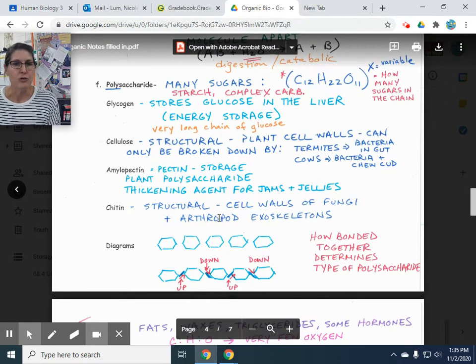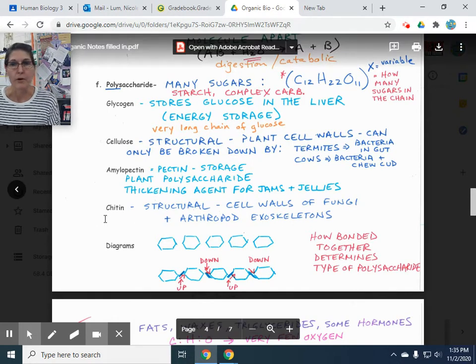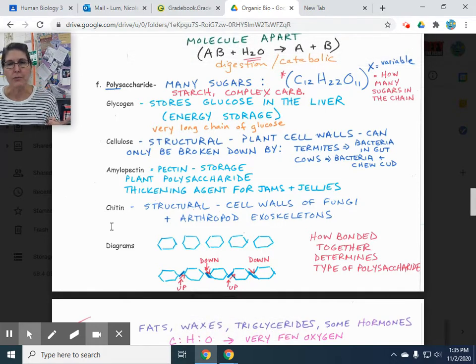Chitin is also a structural polysaccharide. So chitin we find in arthropods. We also find it in fungus. So arthropods don't really have cell walls, but if you think like lobsters, crab, shrimp, insects, they have exoskeletons. Our skeletons are on the inside of us. We have an internal skeleton. But bugs and crabs and lobsters and shrimp and all these other organisms that are within this arthropod phylum, they have an exoskeleton. So when they grow, they have to molt.